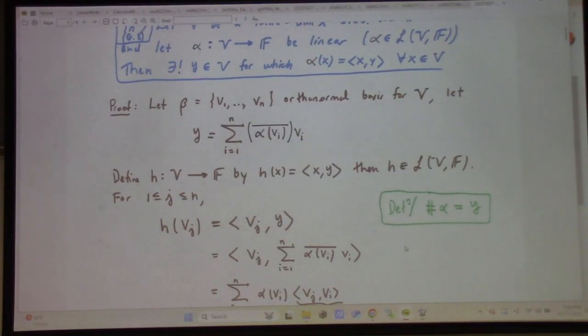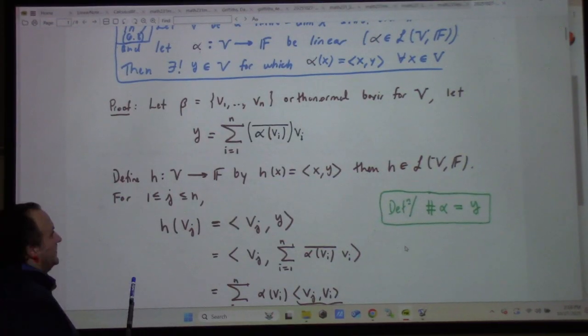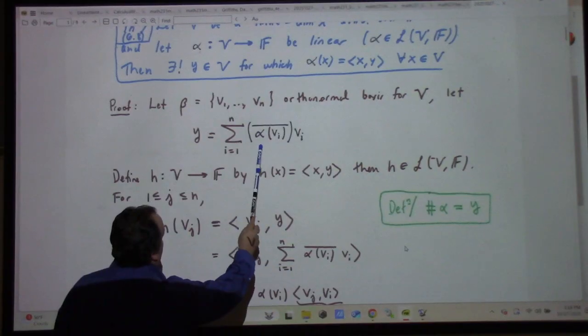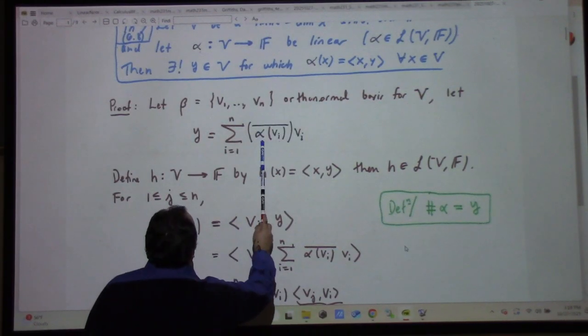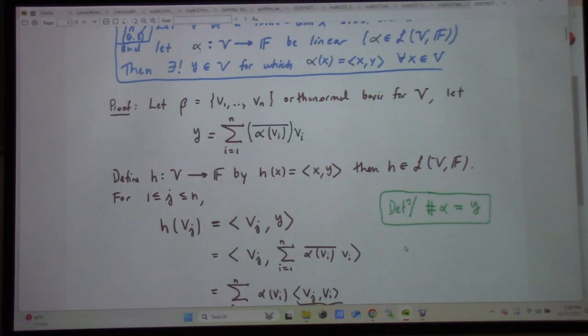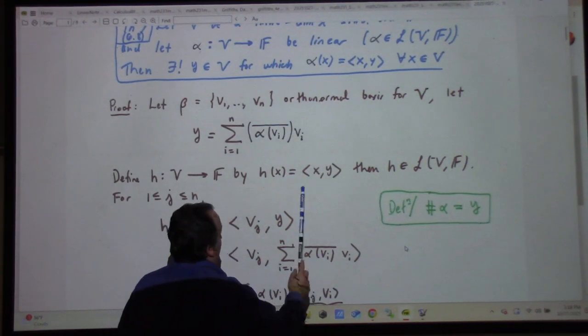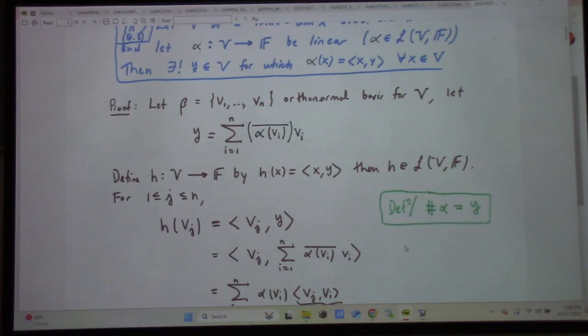If beta is an orthonormal basis, I can construct y like this. I'm going to turn off half of the lights in here so it's a little bit better to see. So I'm given the alpha, I can evaluate it on the basis, conjugate that, and build this vector. If I do that, then I can define h by taking the inner product of x with that y. And then my claim is that h is going to be alpha.